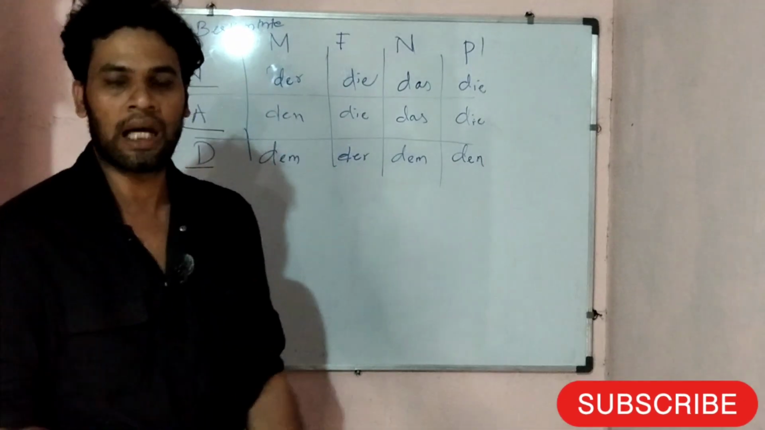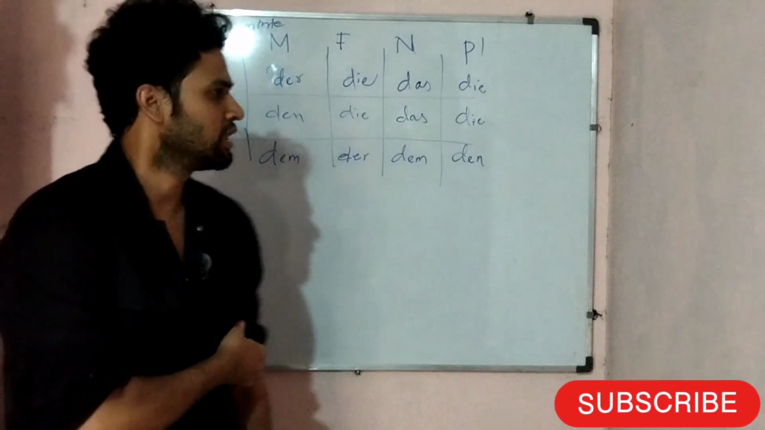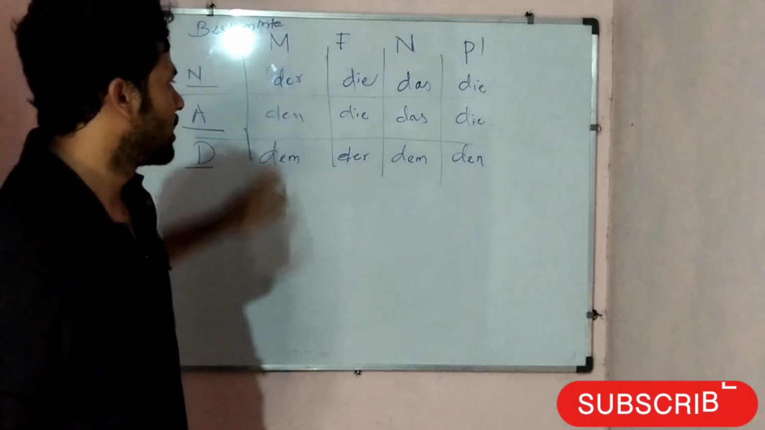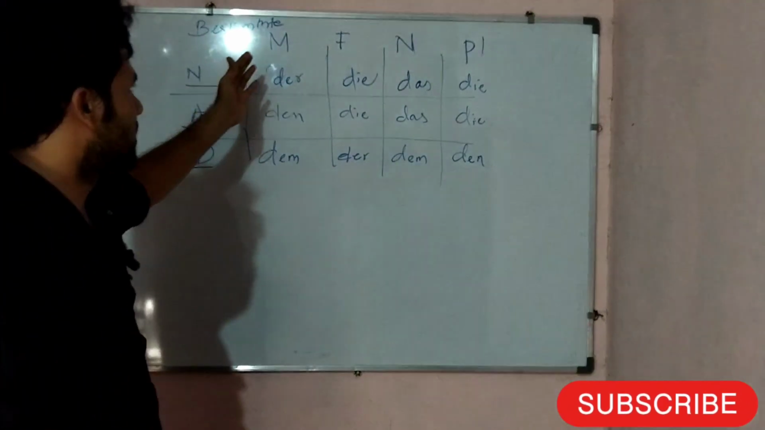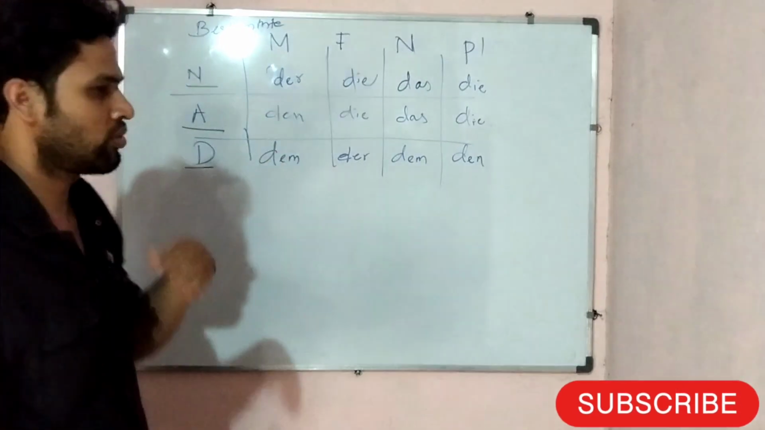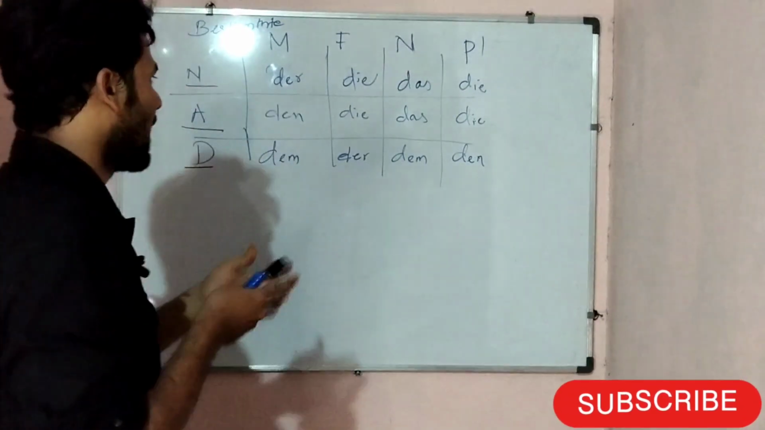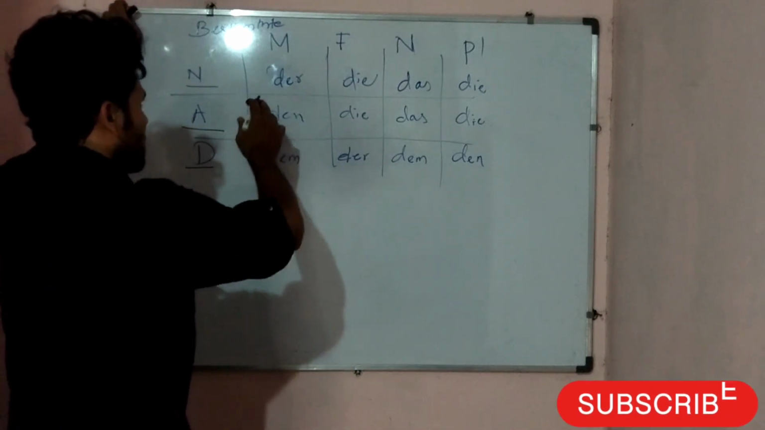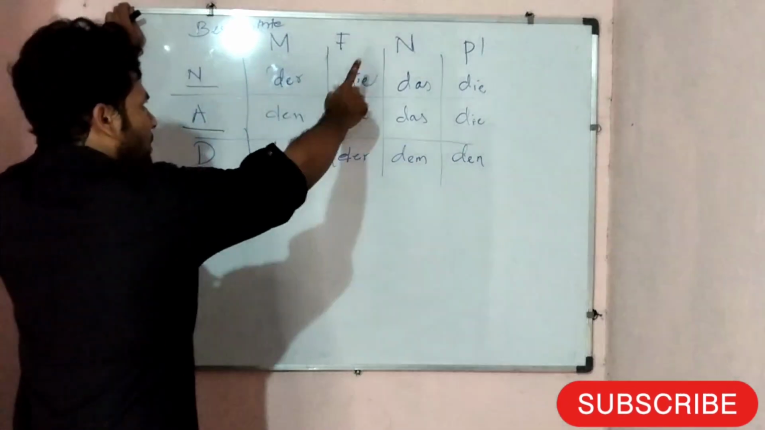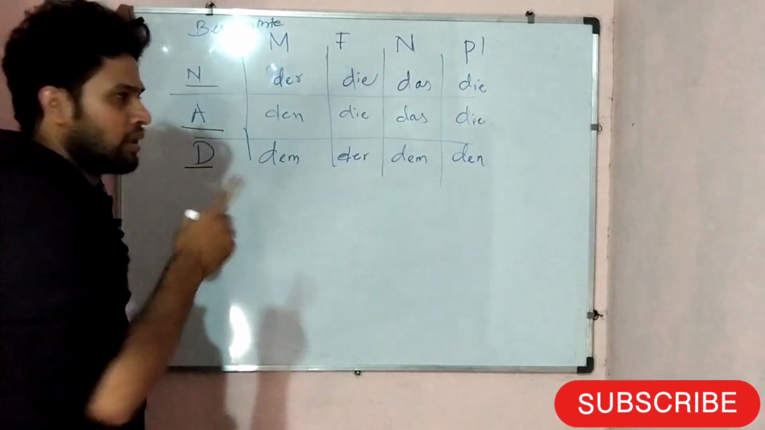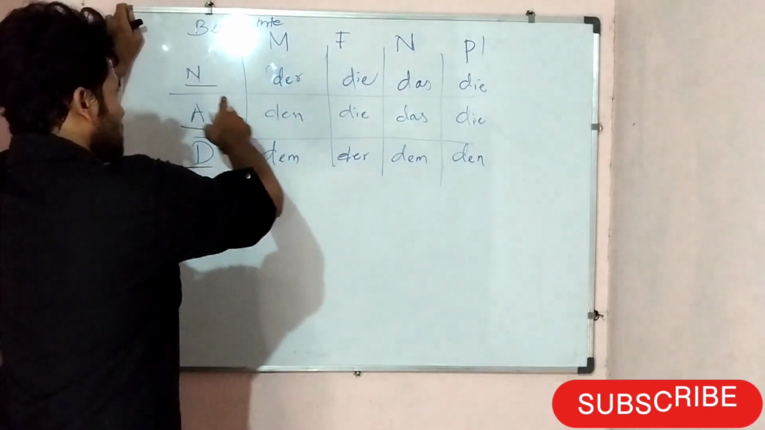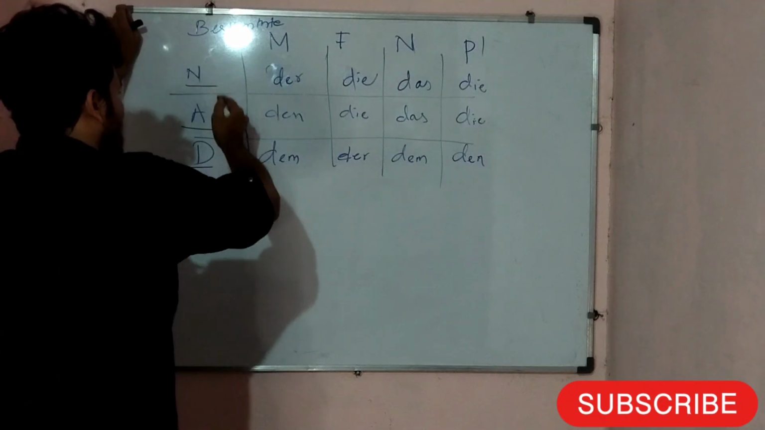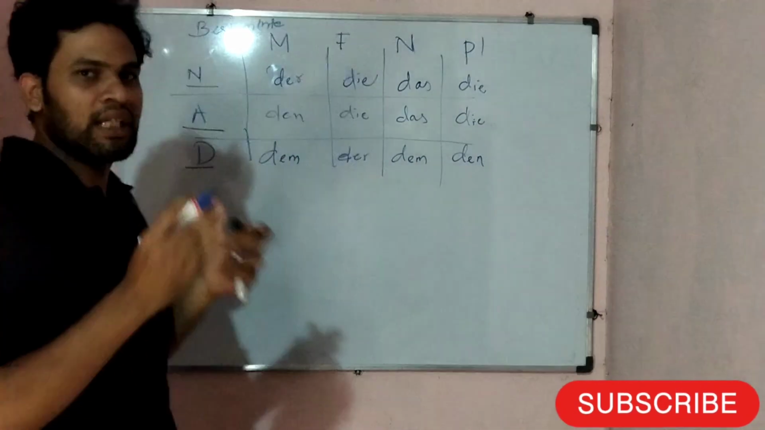Today we are going to learn about the articles, the definite article. In German, the definite article we call bestimmte Artikel. According to the genders and the cases, this is how nouns act. Basic thing is, if you observe, we have masculine, feminine, neuter, and the plural. Plural is also one of the genders here. And here, nominative, accusative and dative, we have three cases.